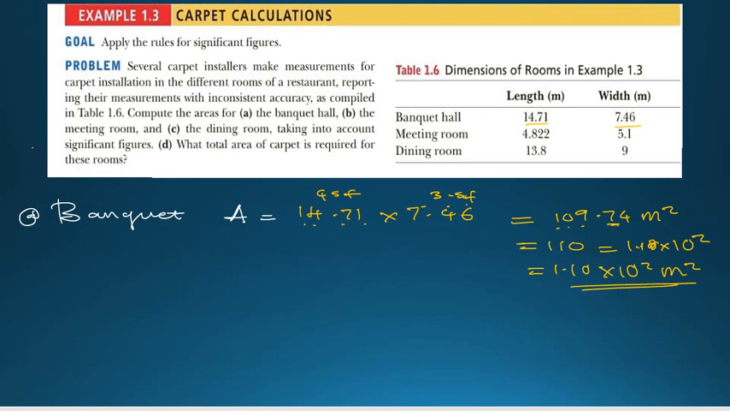What about the meeting room? As usual, for the area we multiply 4.822 multiplied by 5.1. We know that this has 2 significant figures and this has 4 significant figures. That means our answer should be in 2 significant figures.